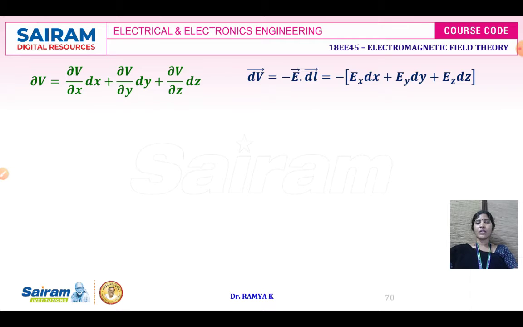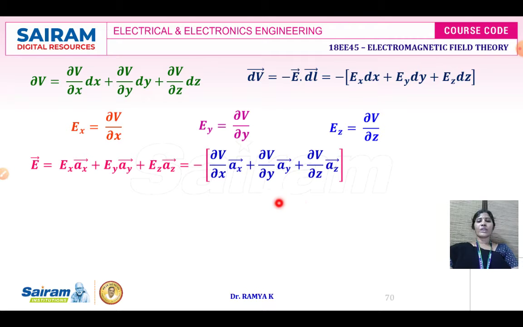Next, we know that dV is equal to dou V by dou x dx plus dou V by dou y into dy plus dou V by dou z into dz. And also we know that the differential potential dV is equal to minus E dot dl, which is equal to minus Ex dx plus Ey dy plus Ez dz. Comparing these two equations, we can write Ex is equal to minus dou V by dou x, Ey is equal to minus dou V by dou y, Ez is equal to minus dou V by dou z. By comparing those three equations, we can write like this.